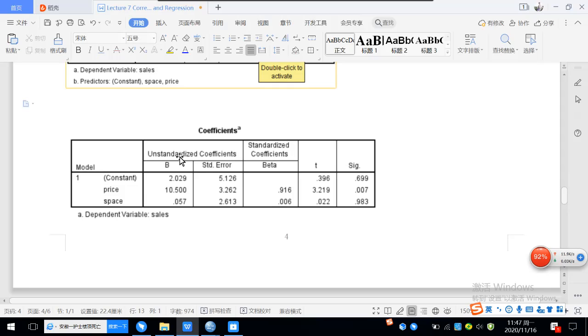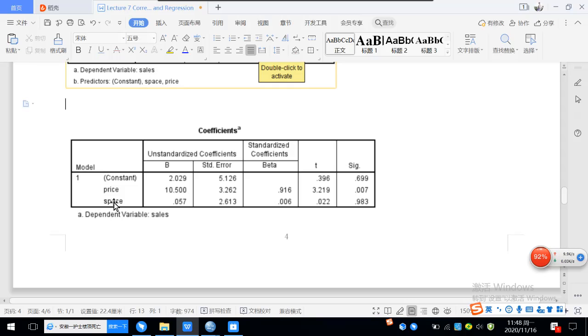For this variable, the unstandardized coefficient is 10.5. Let's look at the t, here is the significance test. The t value of the price is 3.219. The significance is 0.007, which is less than 0.05. So that means the coefficient of price is not equal to 0. So it means the coefficient of price is significant.